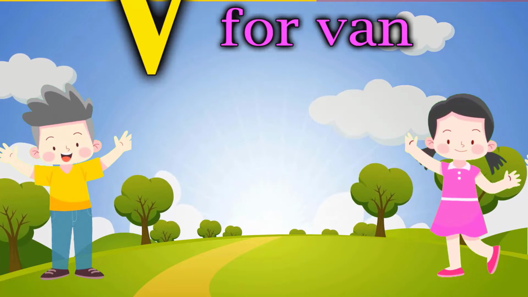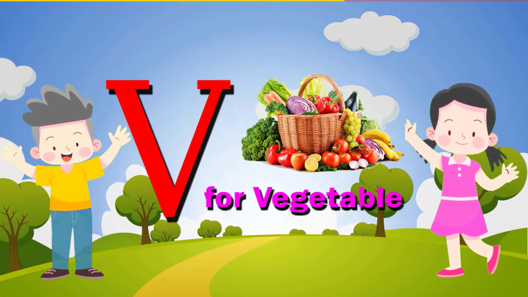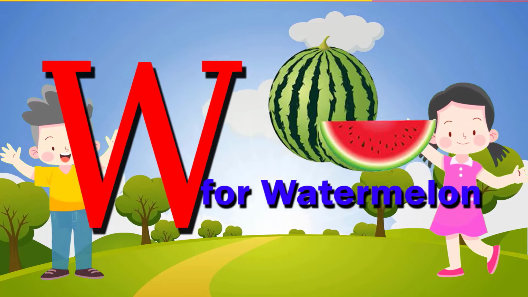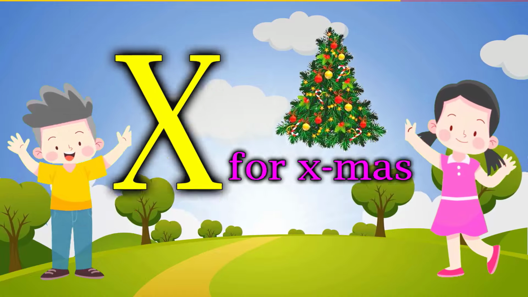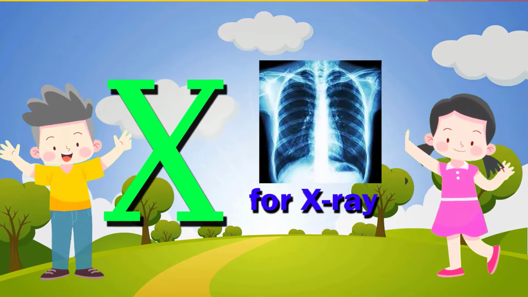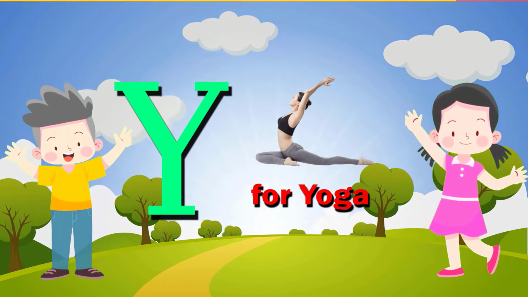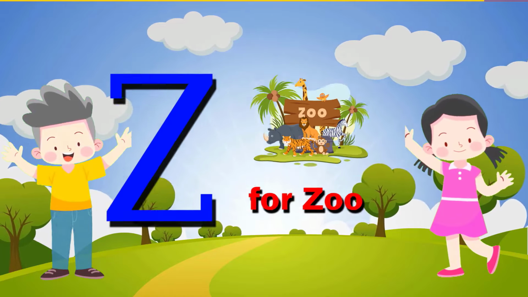V for van. V for vegetable. W for wash. W for watermelon. X for X-ray. Y for yeast. Y for yoga. Z for zebra. Z for zoo.